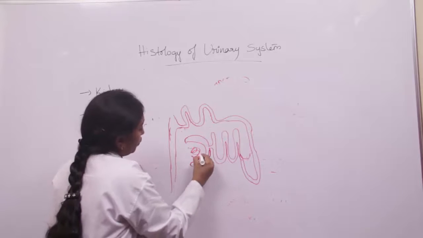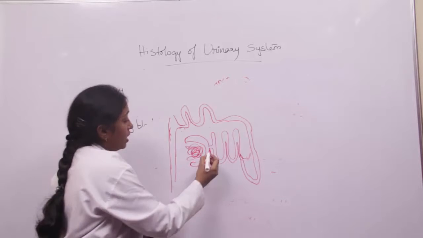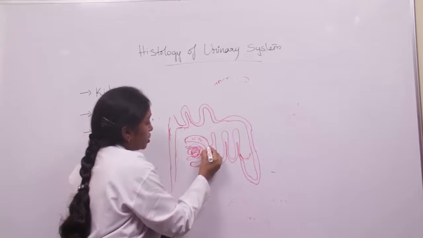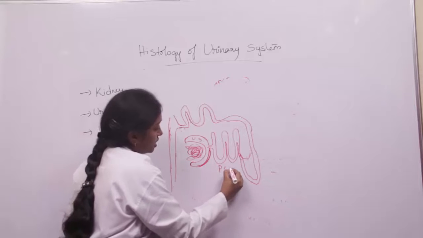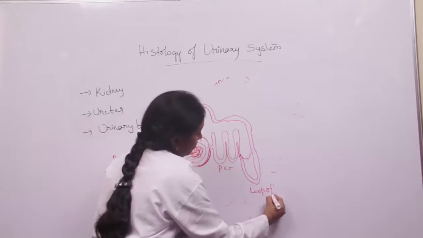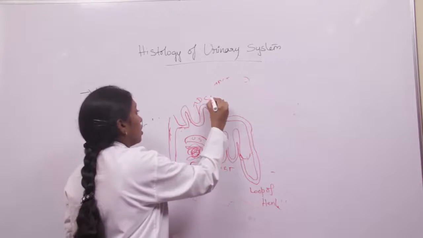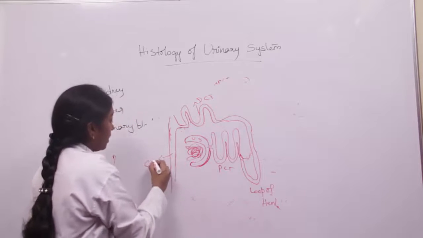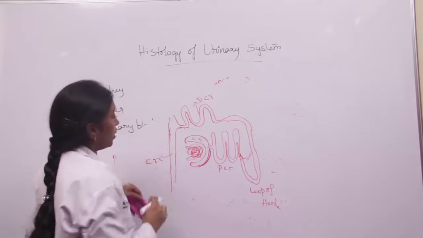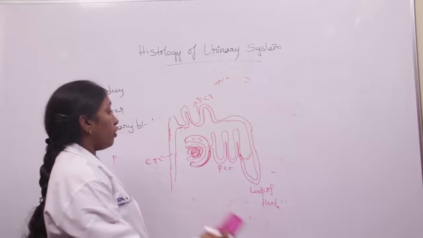The tuft of capillaries is where the afferent and efferent arterioles are present, and this is the Bowman's capsule, and this is the urinary space, which is continuous with the lumen of the proximal convoluted tubule. This is the proximal convoluted tubule, and this is the loop of Henle, and this is the distal convoluted tubule which opens into the collecting duct. That is the brief structure of the nephron. So that's about the histology of the kidney.